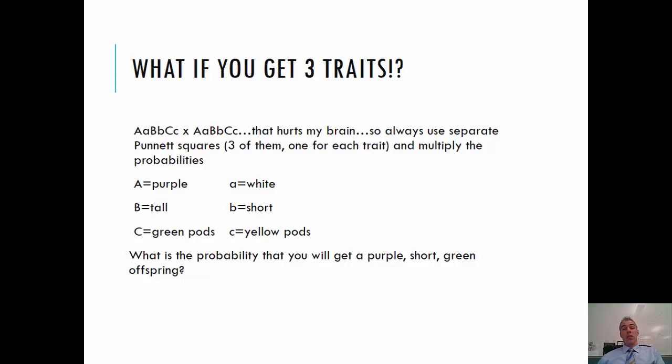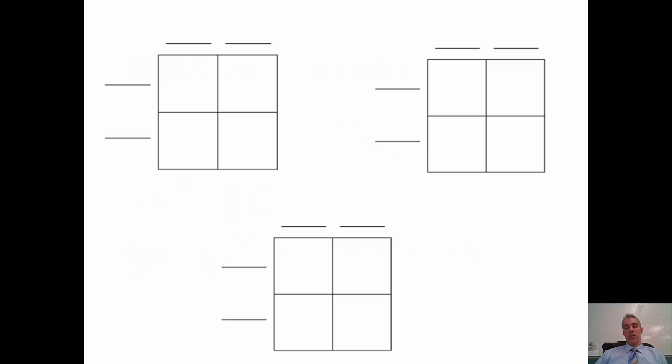So in this case, we're just going to use that method I talked about before, which is where you take 3 separate Punnett squares, one for each trait, and then multiply the probabilities together. So we're trying to figure out, you're going to get a purple, short, green offspring. So that would mean a dominant and a recessive and a dominant. What's the probability that you'd have that particular phenotypic result? So we know each individual is heterozygous, so we're going to draw that out here.